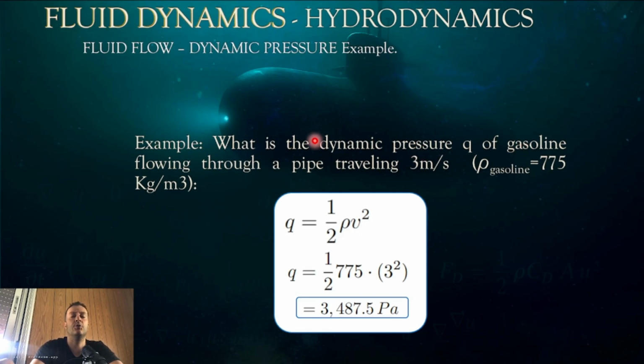All right, so Q equals 1/2 rho v squared. Q equals 1/2 times 775, which is the gasoline density, times the velocity squared, 3 squared, equal to 3487.5 Pascal or Newton per square meter.